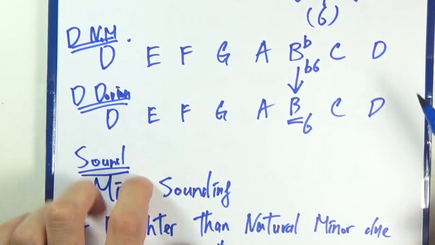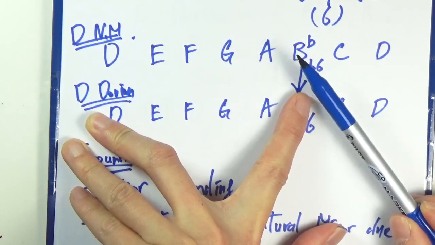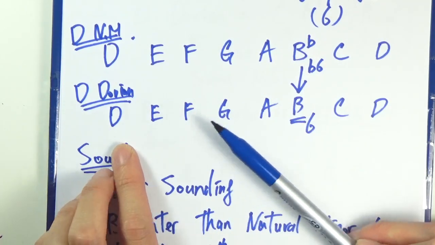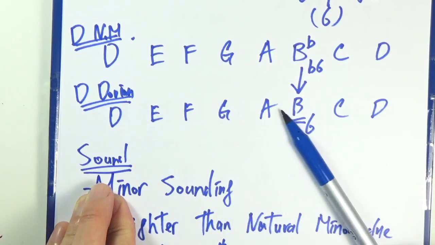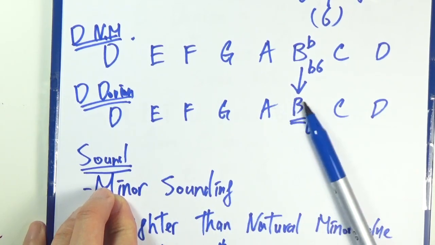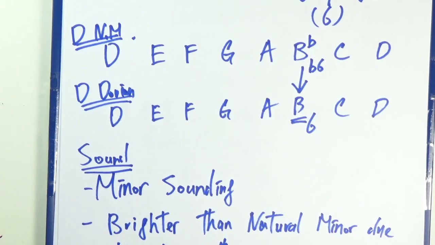If you write out a D natural minor scale and compare it yourself, you would see it instantly. So D, E, F, G, A, B flat, which is a flat 6. And then D Dorian is basically the same as D natural minor all the way up until the A note. And then you have this B note, which is a major 6.